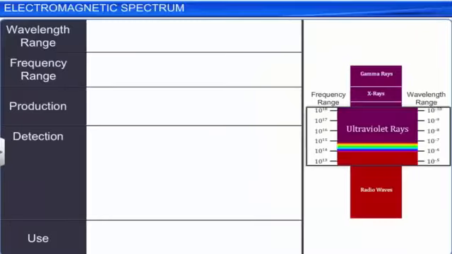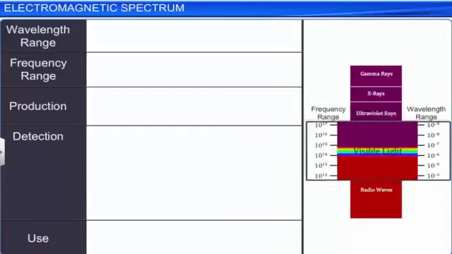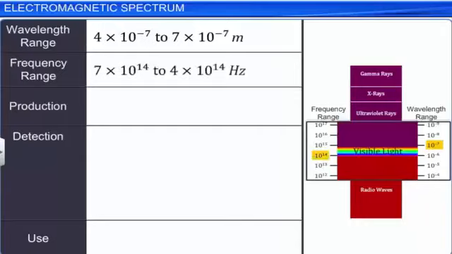Now, let us discuss the most familiar form of electromagnetic waves, that is, visible light. Wavelength of visible light is in the range of 4 into 10 power minus 7 meters to 7 into 10 power minus 7 meters. The frequency of visible light is in the range of 7 into 10 power 14 Hz to 4 into 10 power 14 Hz.